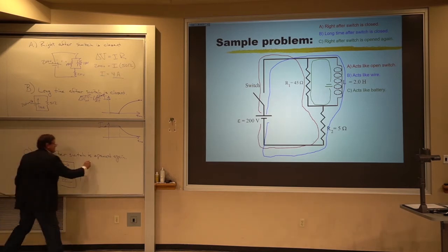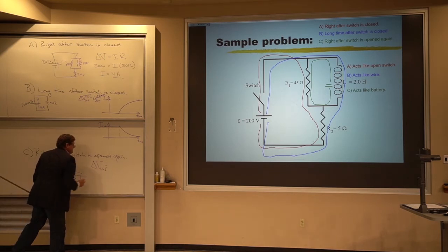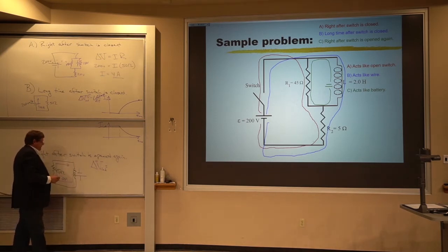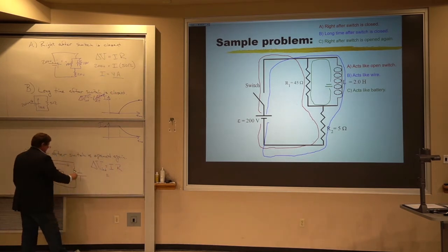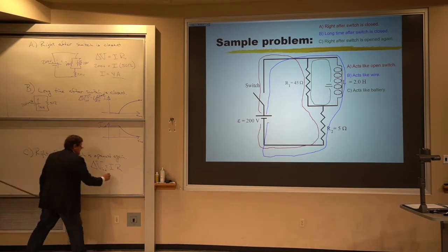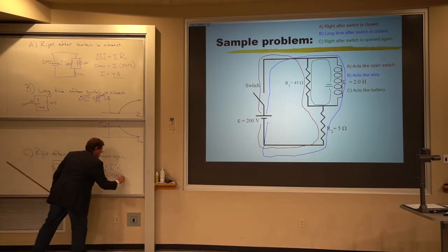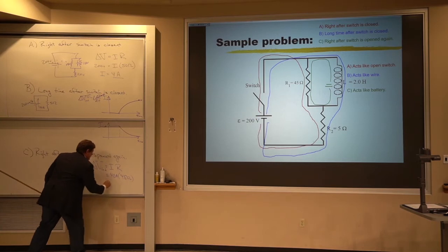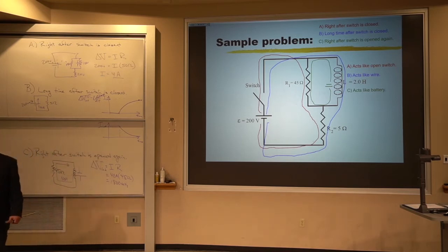And if I want to find the voltage across that inductor, then I'm just going to use V equals IR, where I'm going to treat that as if it's the battery of the circuit. And so this would be the current through the battery, which would be 40 amps, times the resistance of the circuit, which would be 45 ohms. And that's going to give me 1800 volts. And that indicates why these inductors can be dangerous.